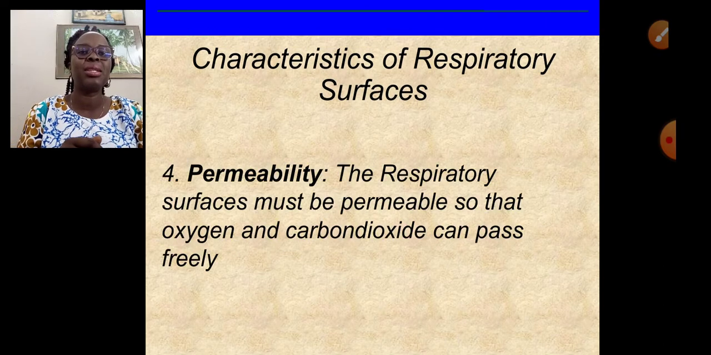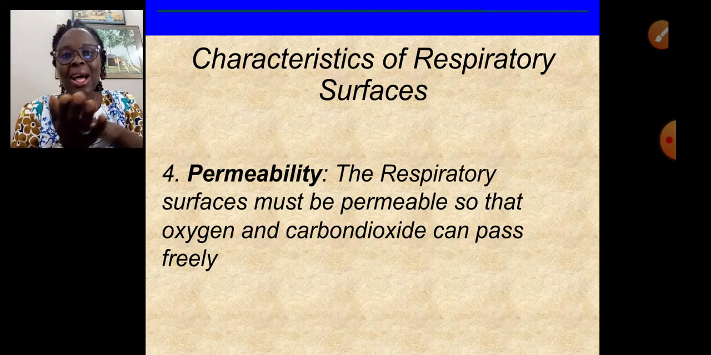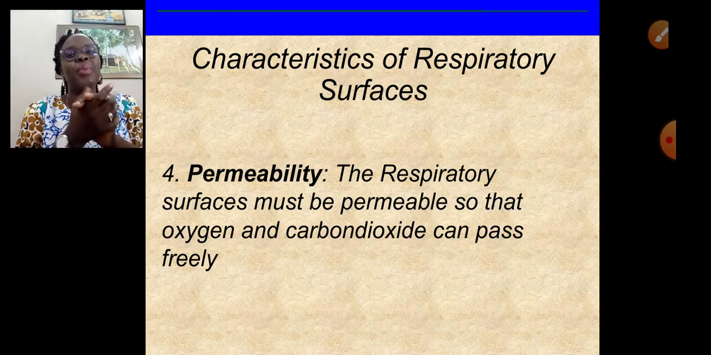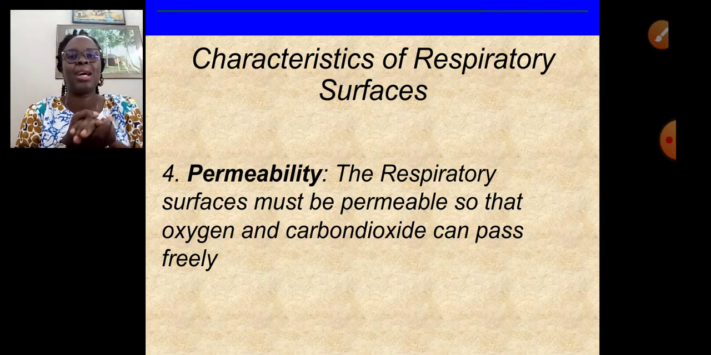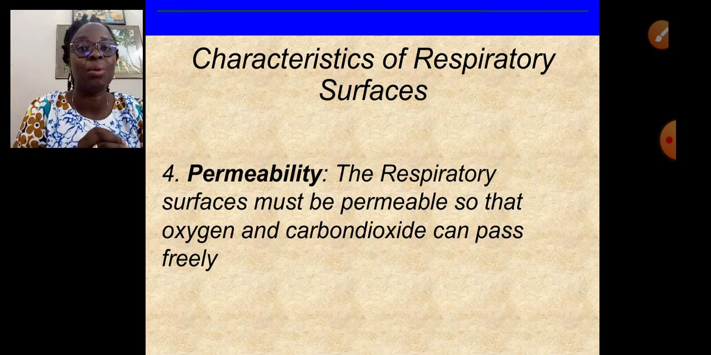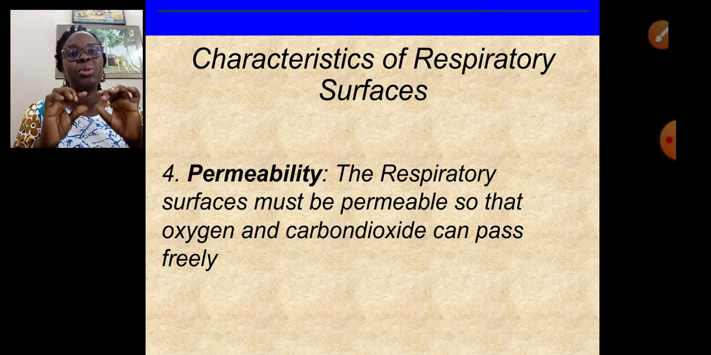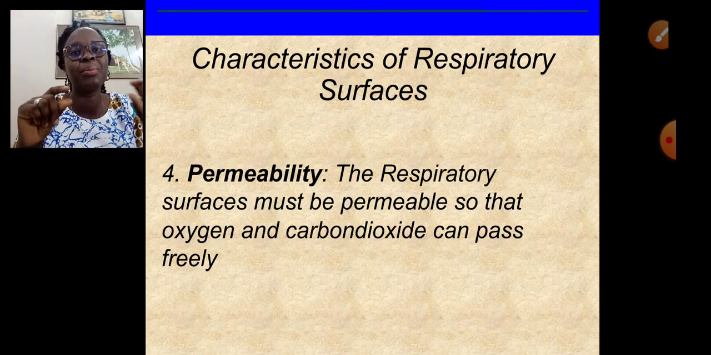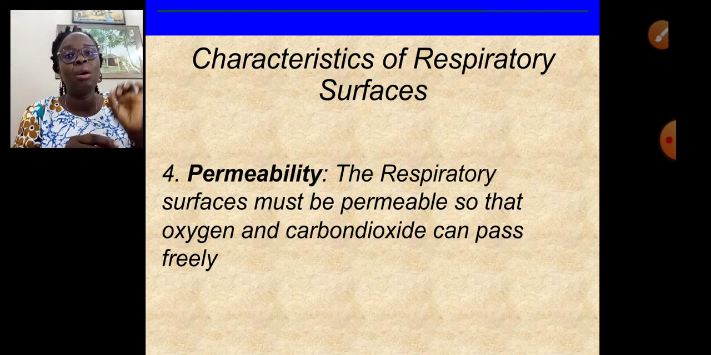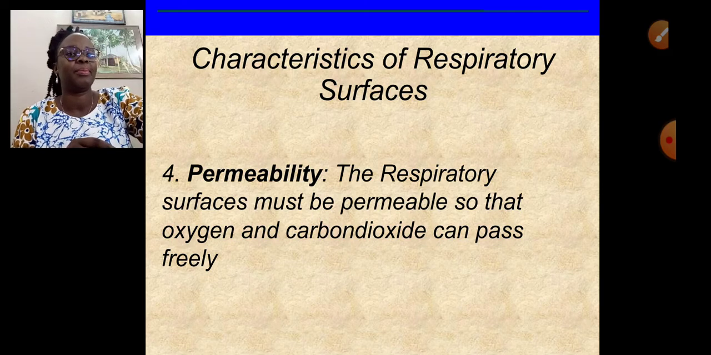The next one we are looking at is permeability. Permeable, like allowed to pass. Surfaces must be able to allow movement or passage of gas. If I want to enter into something and there's no way for me to enter, what happens? There won't be movement. I won't be able to go through. So respiratory surfaces must be permeable. They must allow molecules of oxygen and carbon dioxide to pass through them freely.